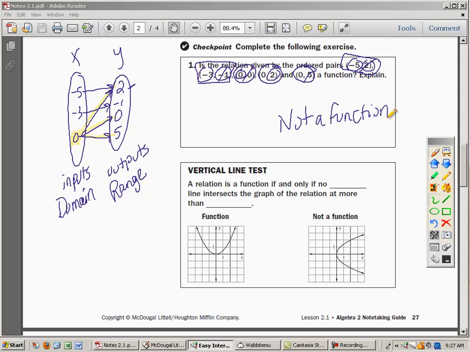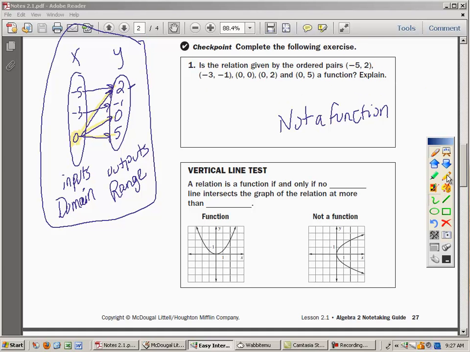Now, you can do this problem without showing all of this. Really, the big thing is taking a look at each individual ordered pair, and recognizing that, in this case, you have the input 0 showing up 3 times, and in each of those cases it has a different output. And so because of that, we know that this is not a function.